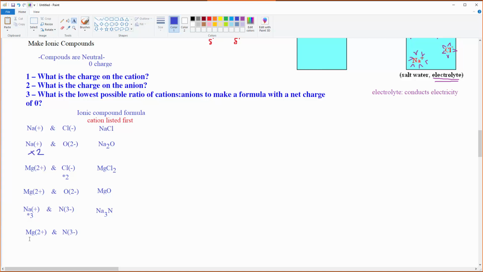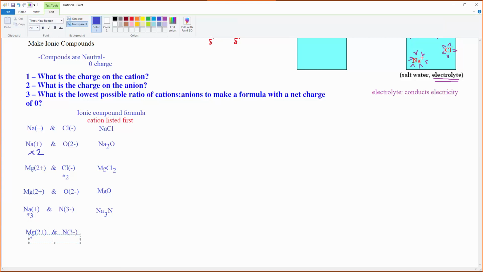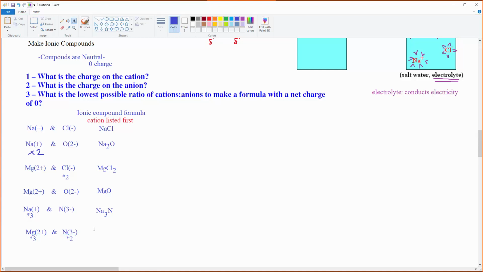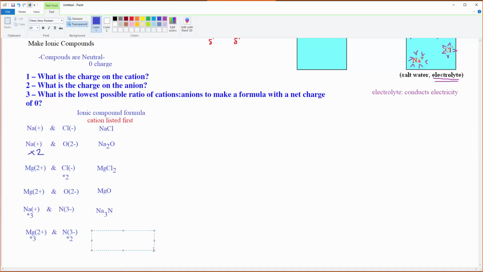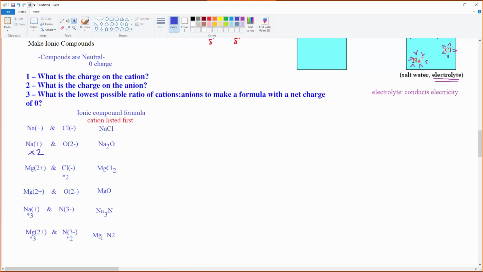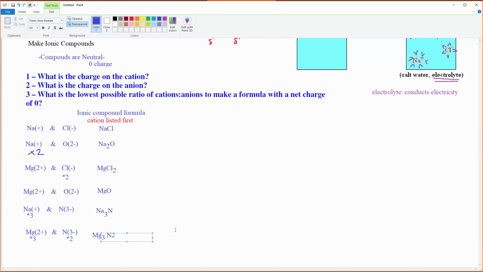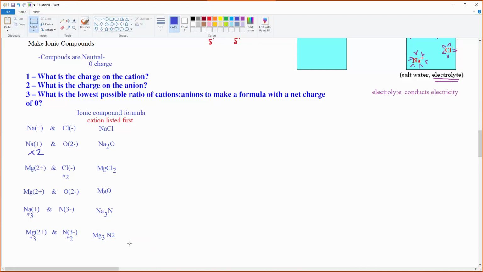So if I multiply that magnesium 2+ times 3, that gives me a +6 charge. And then if I multiply this nitrogen 3- by 2, that gives me a -6 charge. Then they cancel. And so as a result, you're going to get Mg3N2. 3 magnesiums, 2 nitrogens. Does that make sense?